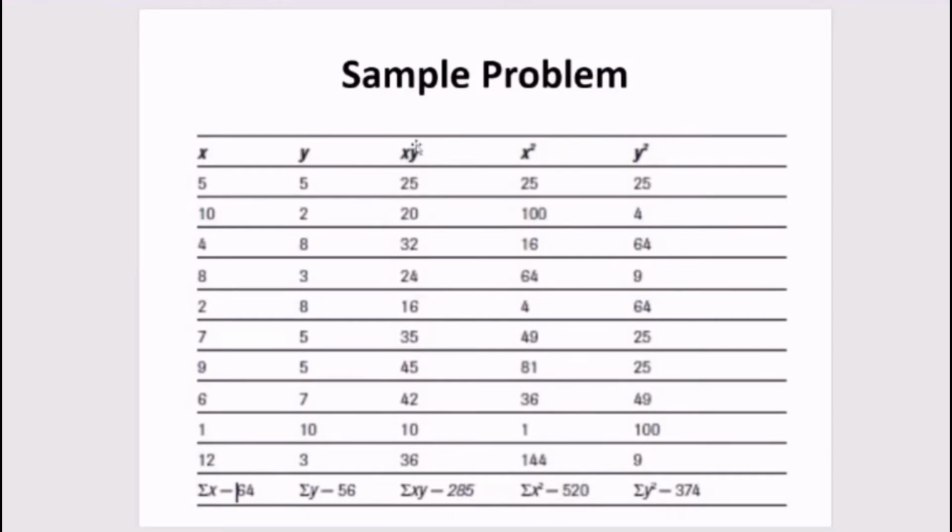So if we compute for XY of this city, that's 5 times 5 equals 25. Next is 10 times 2, that's 20. Nakuha ninyo? Yes, sir. Okay. Ang X squared, square nimo ang X. So this is 5 times 5, so 25. 10 times 10, 100. 4 times 4, 16, and so on. And Y squared is the square of Y, or you multiply Y by itself. So 5 times 5, 25, 2 times 2, 4, and so on. Nakuha ninyo? Yes, sir.